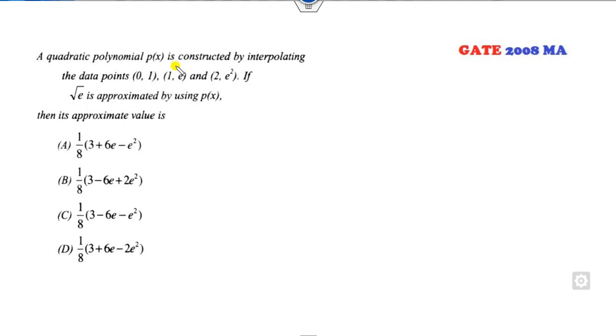Okay, look at this one. A quadratic polynomial P(x) is interpolating the root of e, so I can write this as P(x). The root of e is approximated by P(x), so that means if I take x as e, then we can get the root of e.